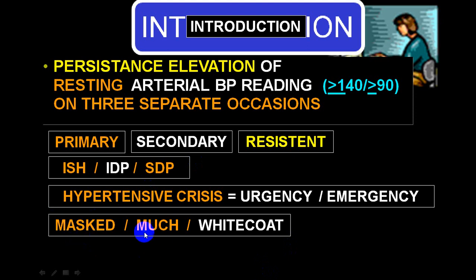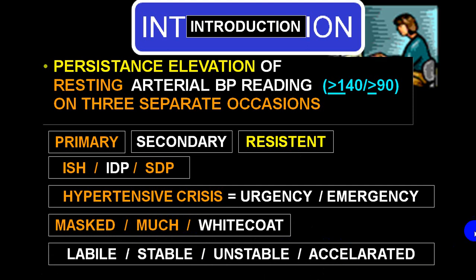Sorry. MUCH means masked hypertension when it is uncontrolled. Masked, U for un, C for controlled. Masked uncontrolled hypertension is in short form called MUCH. Depending upon the blood pressure recording, all this will be possible: masked hypertension, MUCH, white coat hypertension, labile, stable, unstable, accelerated, if you do what we call an ambulatory blood pressure monitoring.